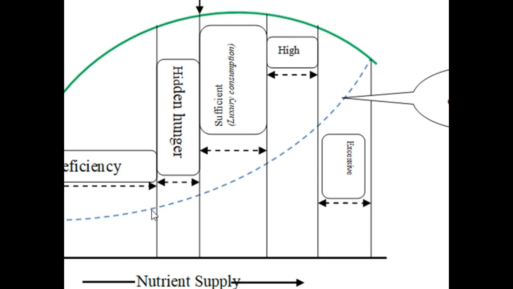So if the nutrient supply is increased with time, the concentration will increase against the supply of nutrients. However, the crop yield will not increase linearly like this. It will increase as a polynomial graph. So this is the hidden hunger, this is the deficiency level, this is sufficiency, this is high uptake, and this is the excessive uptake condition.